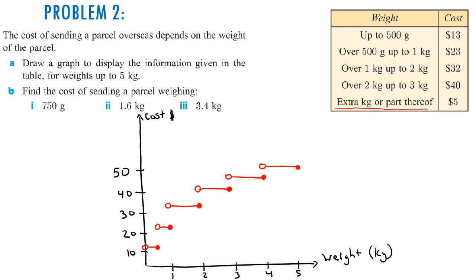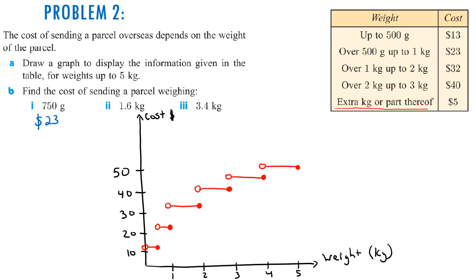Part B is asking us to find out the cost given the different weights. You could use the table over here on the right, or you could use your graph. It doesn't really matter. So 750 grams is over 500 grams but less than 1 kilogram, so that's $23.